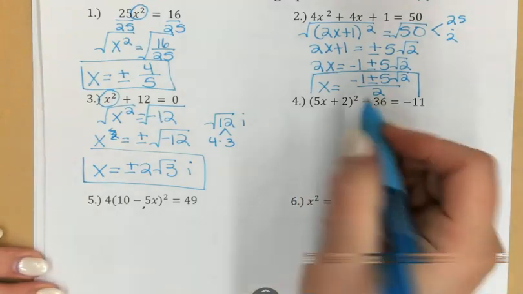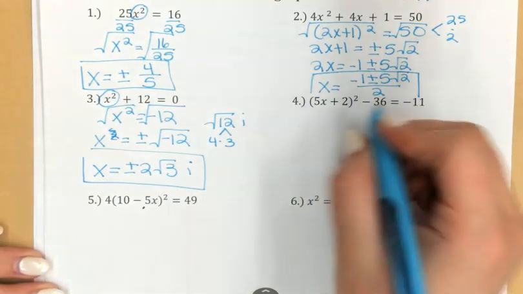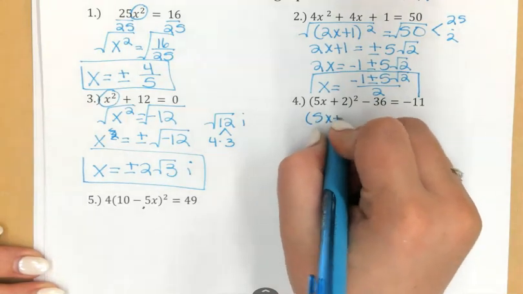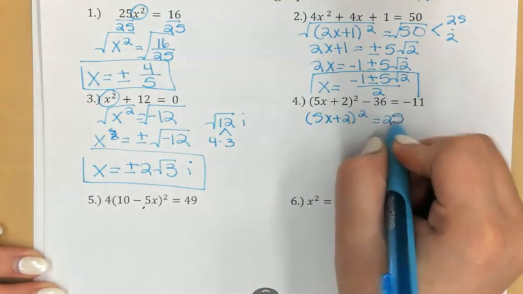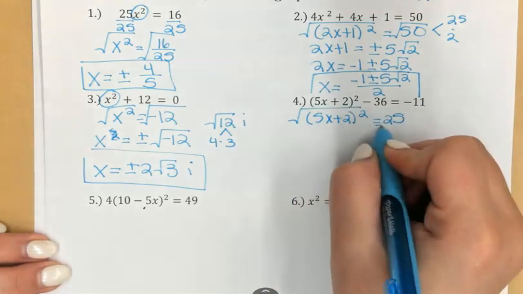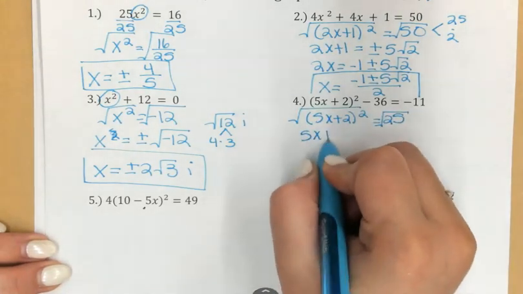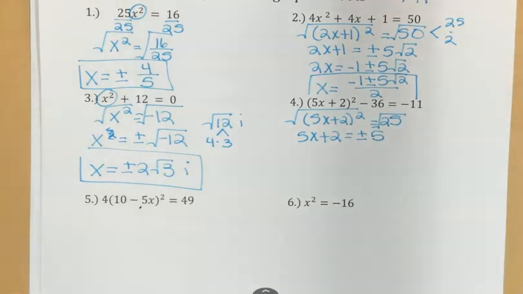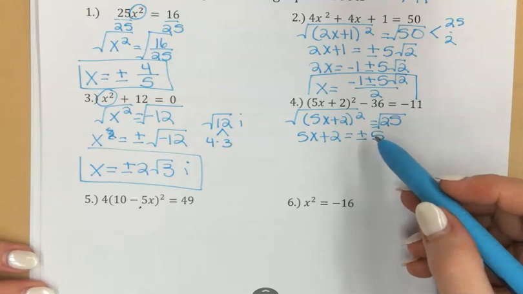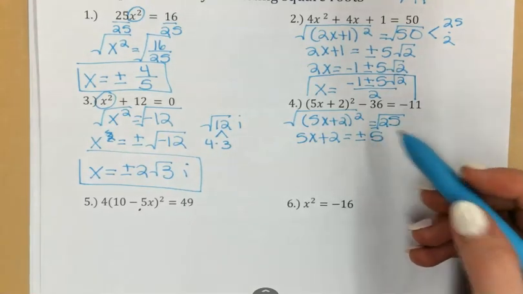Okay, on number 4, this is my perfect square. So I'm going to add the 36 so that I can get it by itself. Negative 11 plus 36 is 25. So I can square root both sides, and this one has a perfect square, so I'm going to get 2 rational answers this time, meaning I can go all the way through to solve them. So the square root of 25 is plus or minus 5.